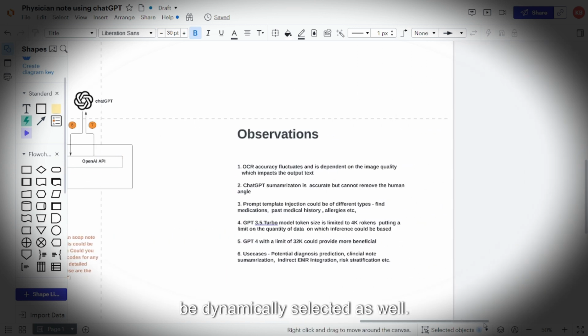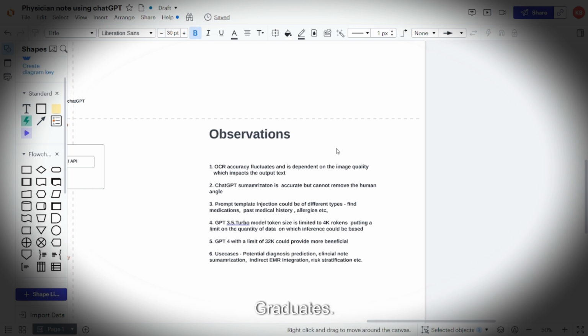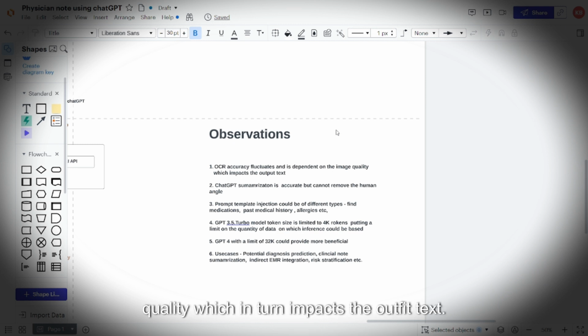So some of the key observations: the OCR accuracy fluctuates a lot, and that eventually impacts the image quality, which in turn impacts the output text that ChatGPT gets. So this is a very important step to get right. The summarization by ChatGPT is fairly accurate, but obviously cannot remove the human angle.